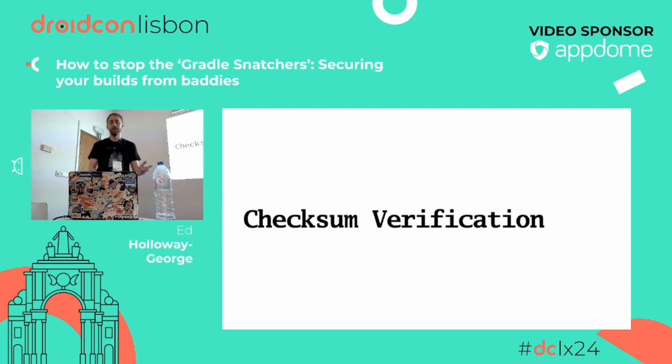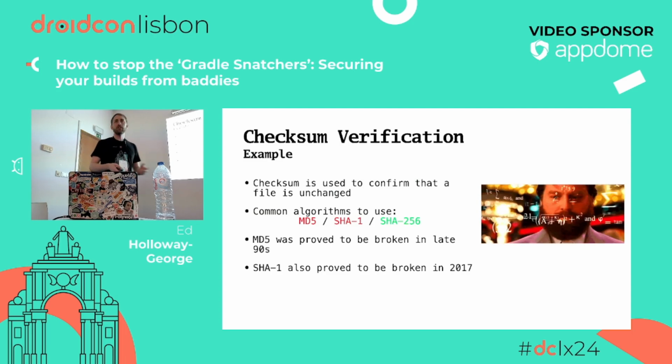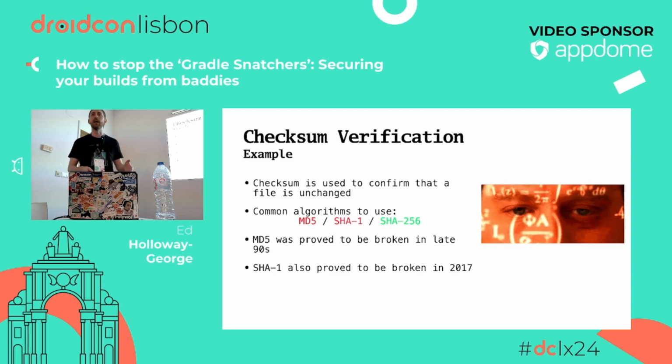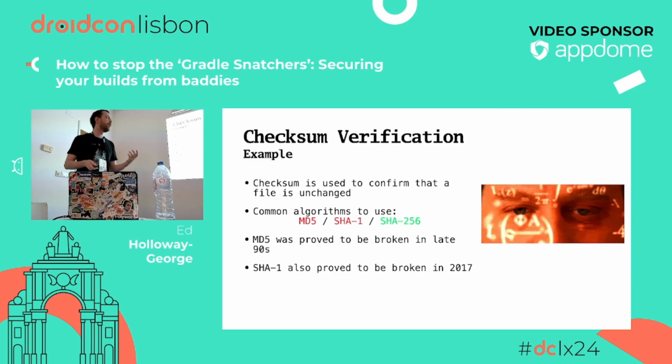So checksum verification. A checksum is essentially a hash on a file, and a hash on a file, you can compare against a known hash to determine whether or not a file has been changed. If you modify a file, even if it's a single byte, the hash will be completely different. So the idea is you hash files, and you're then able to determine whether or not a file has been compromised.